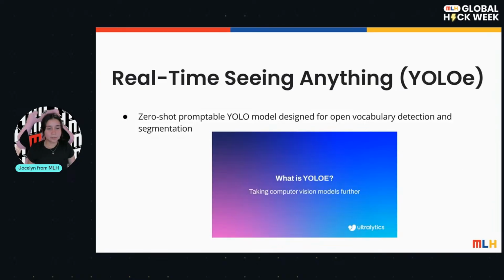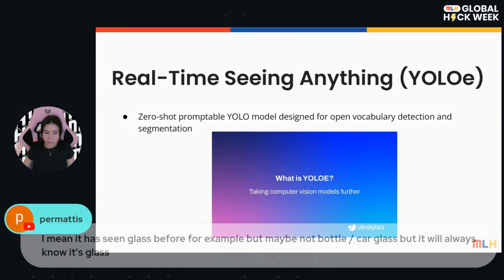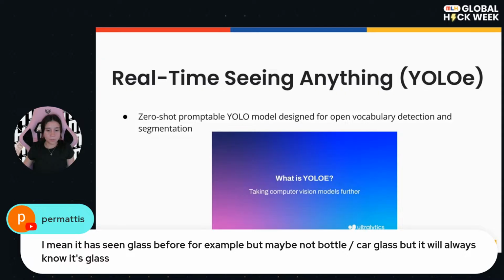Great. So now it's time to see a little bit about YOLOE. This will be a super brief introduction. YOLOE is basically a zero-shot promptable YOLO model. By this, I mean that it combines zero-shot techniques, and you can also prompt the model to get better answers. This model is designed for open vocabulary, so you can ask it to detect whatever you want, and it will segment it correctly. I mean, it has seen glass before, for example, but maybe not bottle, car glass, but it will always know it's glass.